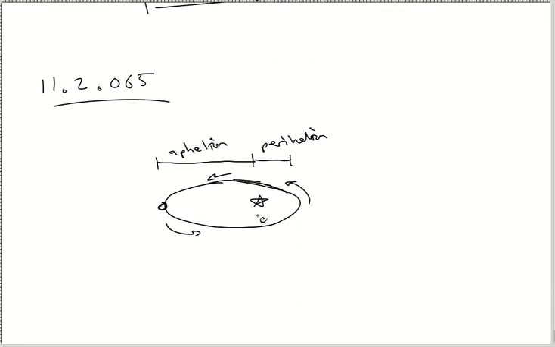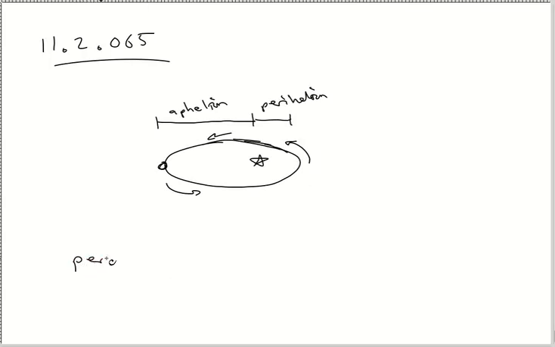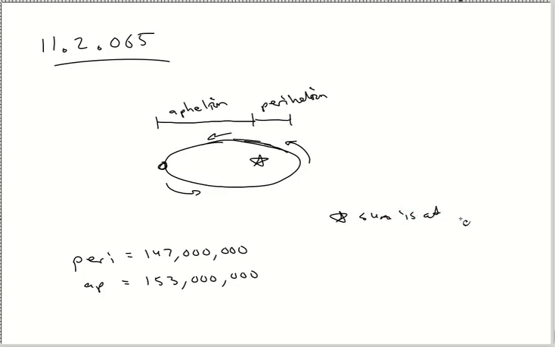Cool. Well, they give me what these actually are. The perihelion is 147,000,000, and my aphelion is 153,000,000. And just remember that the sun, put a star there for the sun, is at one of the foci, at one focus, singular. There's another focus over here, but there's nothing going on there. And there's your center. It's right there.